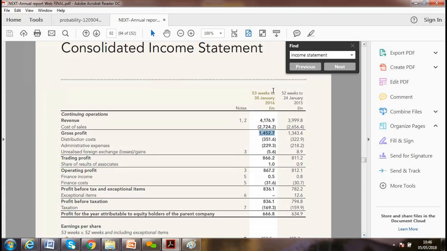So look, these big companies are earning, but they have so many overhead costs. So when we look there, we'll go through the profit from operations. 666.8 divided by 4176.9, times 100, gives me my net profit percentage. That is 15.96. So 15% we are earning as net profit.